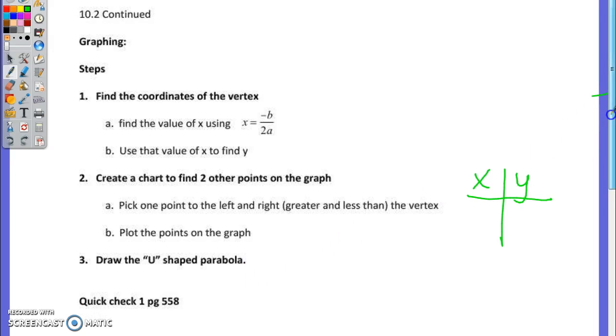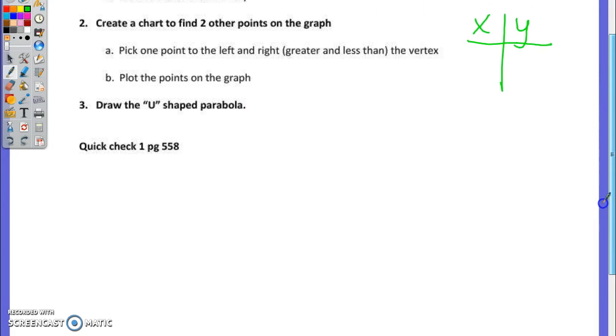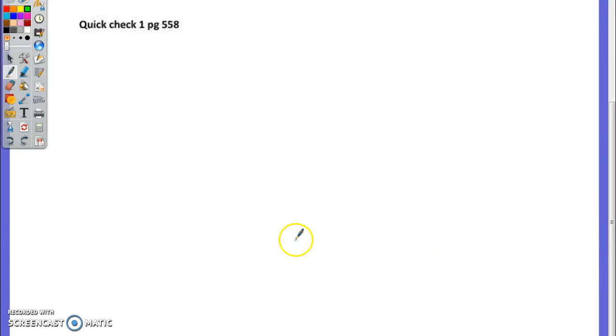So let's go ahead and look at quick check 1 on page 558. Write this down in your notes. Again, page 558 in your book, quick check 1. It says graph f of x equals x squared minus 6x plus 9. And feel free to pause the recording as we go to get caught up. Okay, so the first step, again, reference your notes as you're going through these.